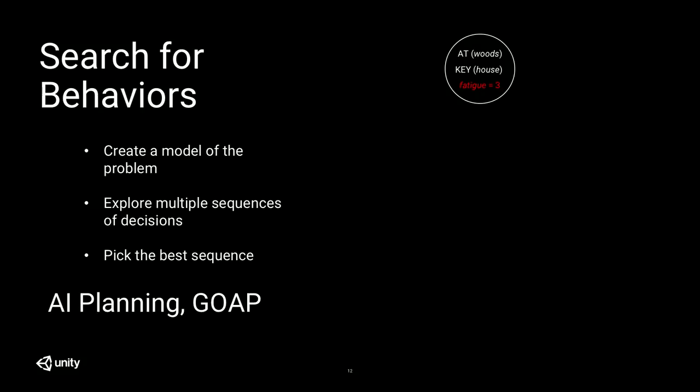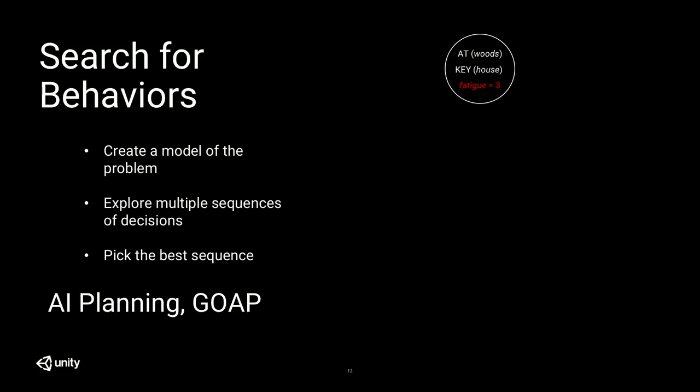So can we use this type of approach for behavior at other levels, not just navigation? Can we make a search algorithm that solves a behavioral problem where we need to make a sequence of decisions to accomplish a goal? And the answer is yes. It may be a little unintuitive. I'm going to walk you through a quick example of how we would do that.